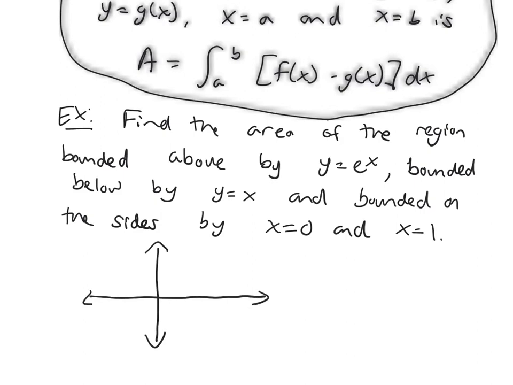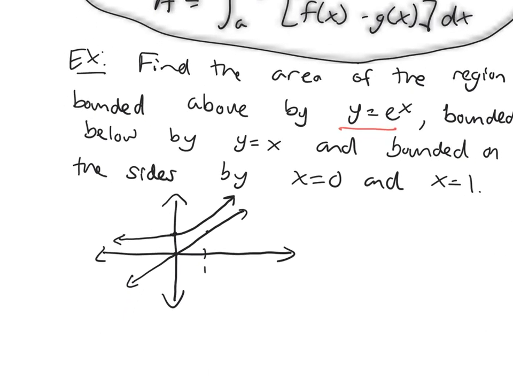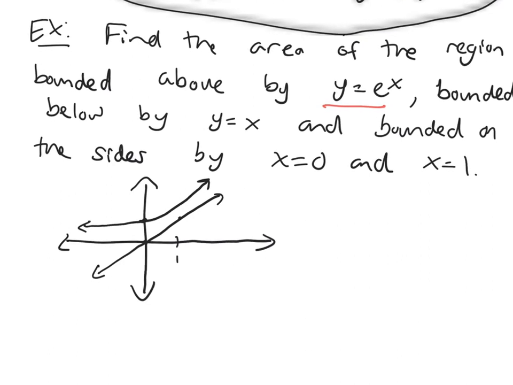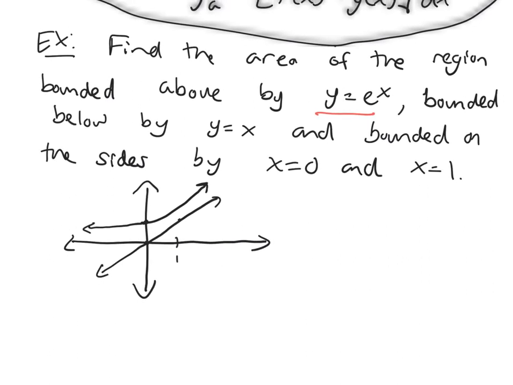So we have y equals e to the x. That's my exponential function. At 0, it's 1, and then after that, it shoots up. Y equals x goes through the origin and 1, 1. The picture is probably not going to be big enough, so I'm going to have to zoom in a little.